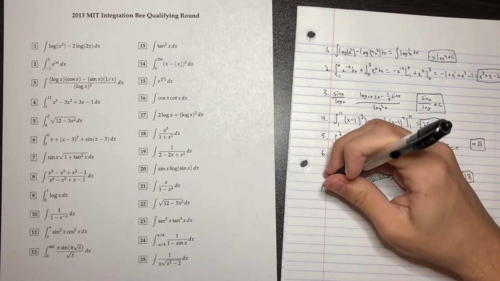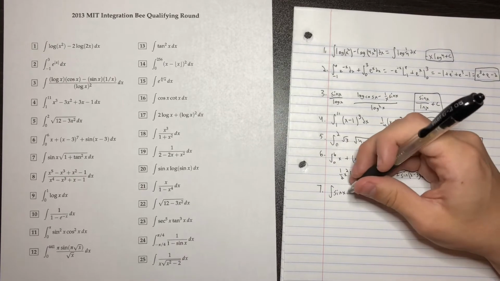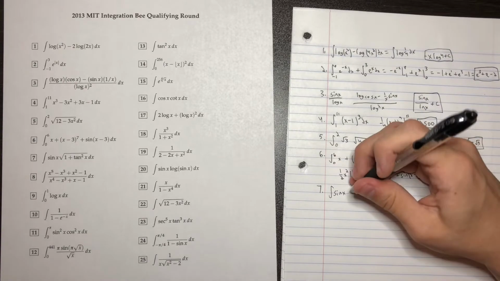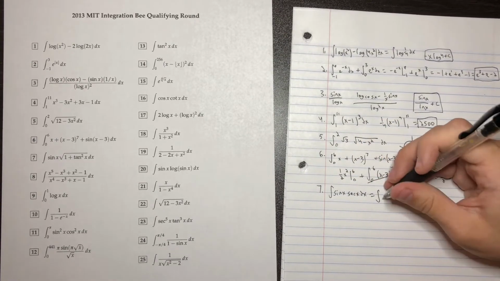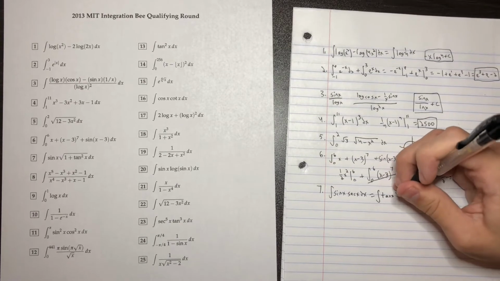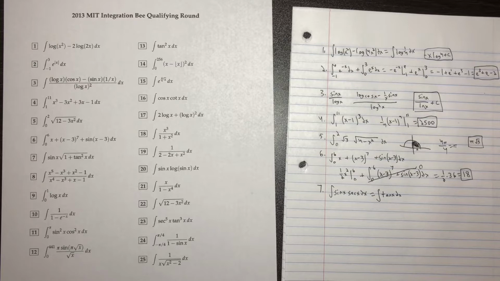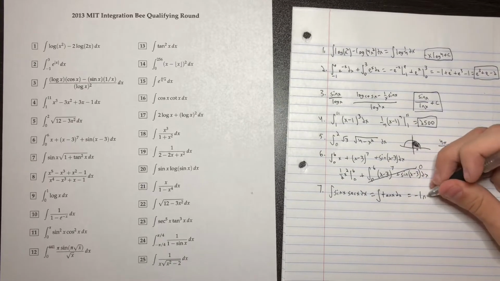Okay, moving on to question 7, we have the integral of sine of x times root 1 plus tangent squared. Well, 1 plus tangent squared is the same thing as secant squared, so we just have sine times secant dx, which is equal to the integral of tangent of x dx. And now the integral of tangent is pretty easy if you do u substitution, u equals cosine x. But you can see this is a negative natural log of cosine x plus c.